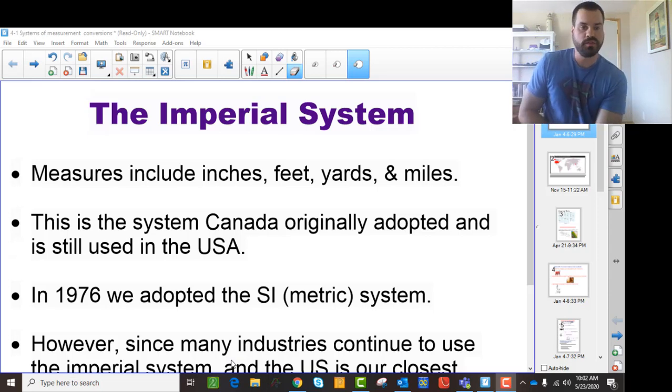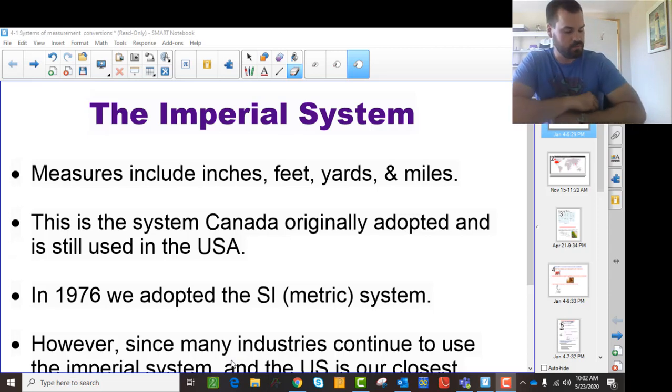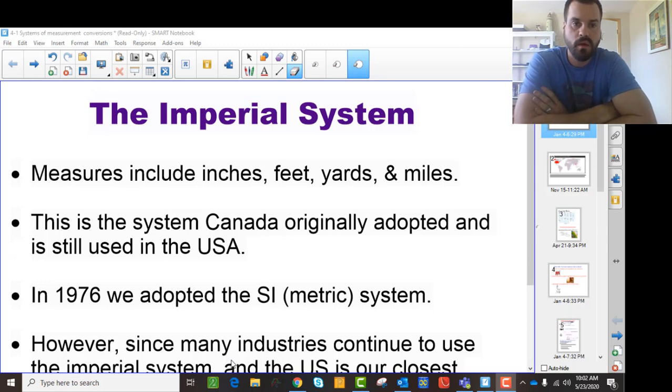So in this video, we are going to discuss two different systems for measuring things. The first one is the imperial system, and the second one is the SI or the metric system. And then we're going to talk about how to convert between them.